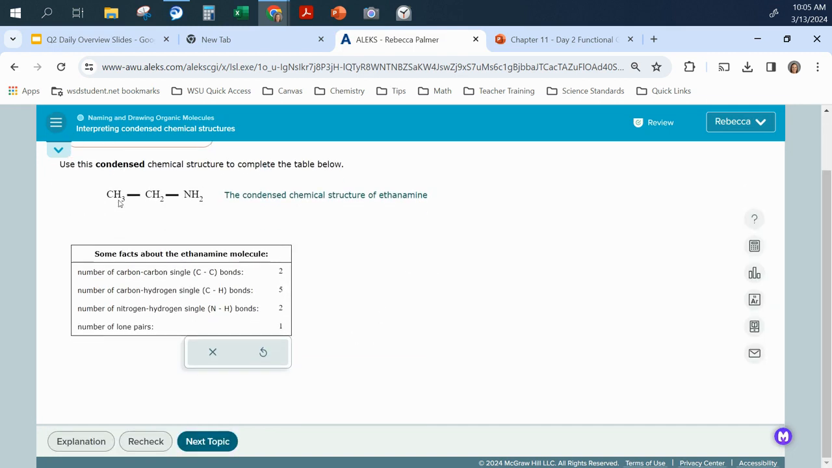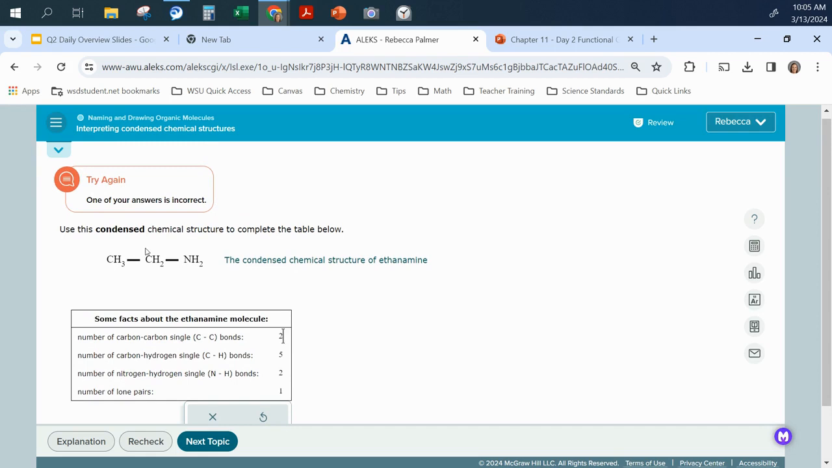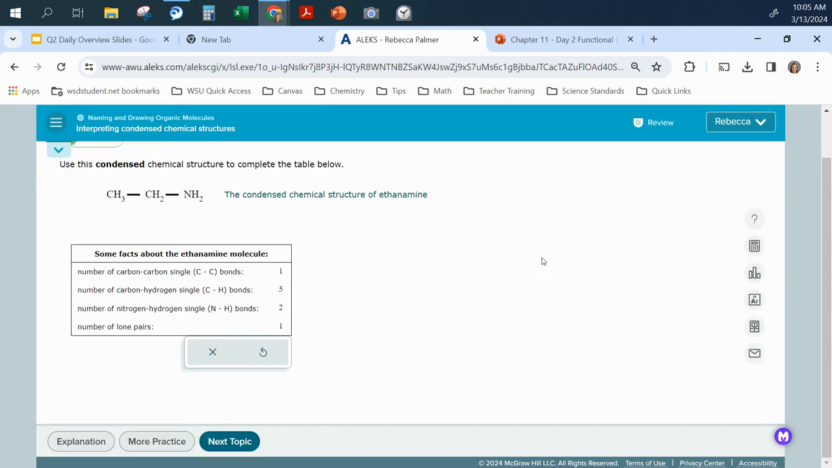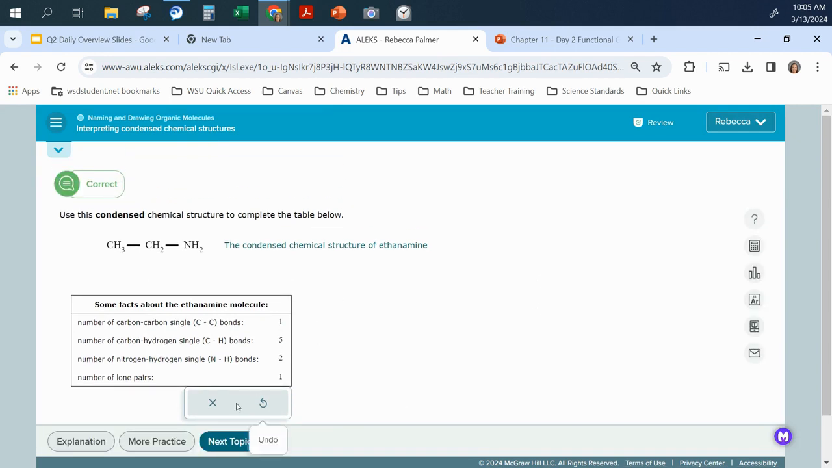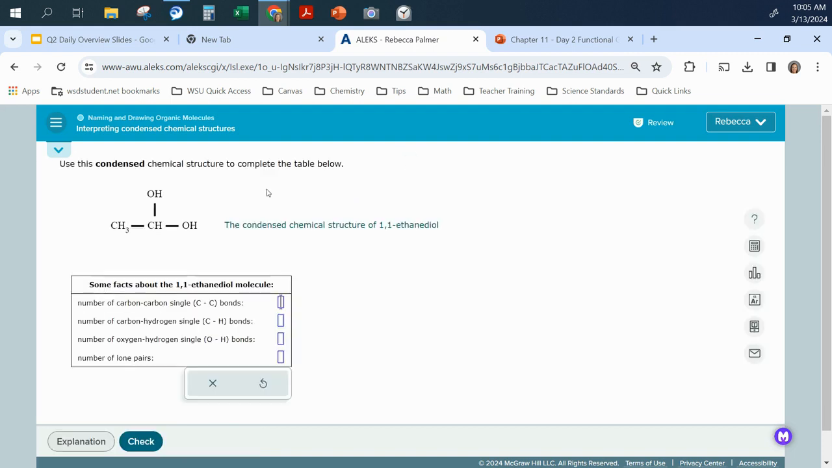Which one did we miss? There's only one. Oh, 1 carbon to carbon. I counted the carbons. I didn't count the bonds. Okay. All right, let's do another one.